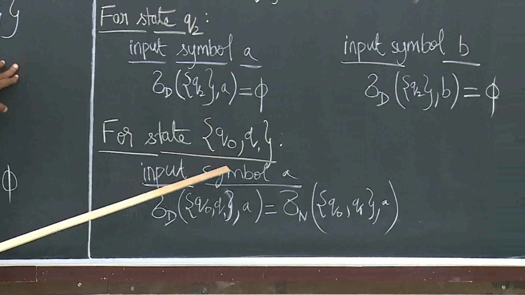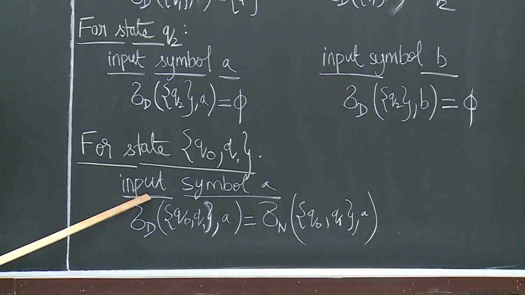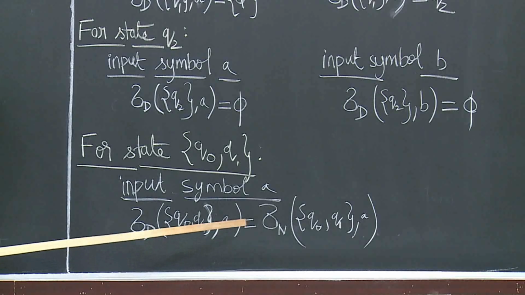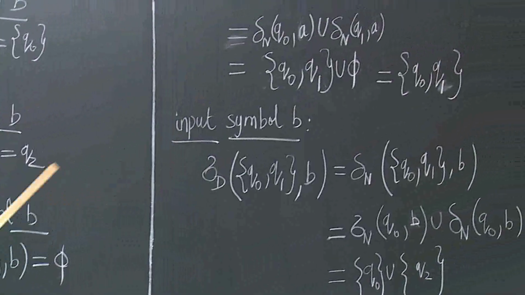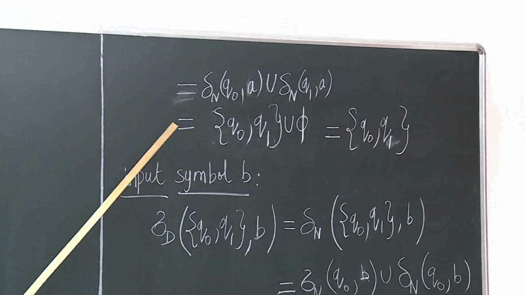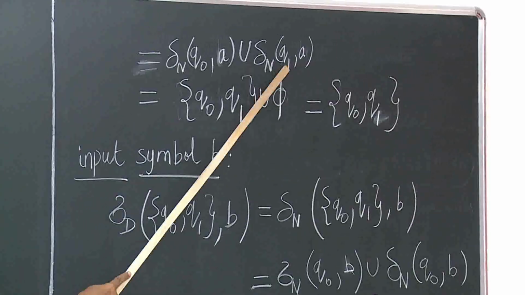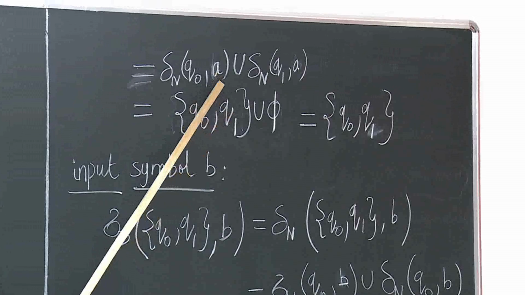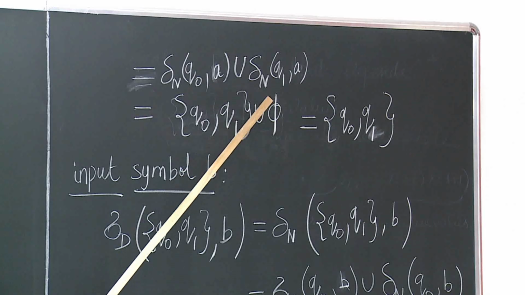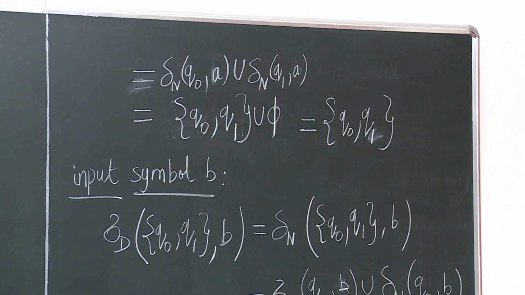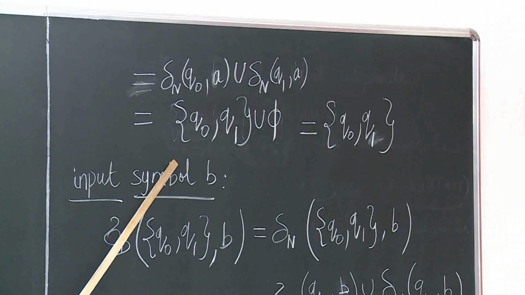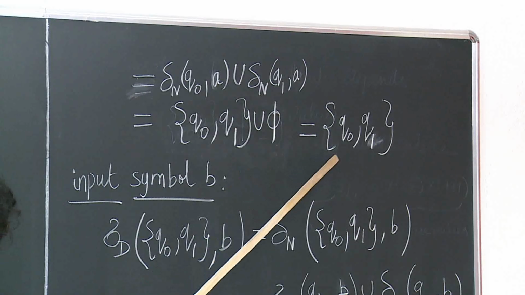Next, for the state {Q0, Q1}, by accepting the input symbol A, we can split this as the union of Q0 and Q1. Here it is {Q0, Q1}, comma A, so we can split this as δ(Q0, A) union δ(Q1, A). By accepting the input symbol A, Q0 moves to {Q0, Q1}. Next, by accepting the symbol A, Q1 doesn't move anywhere, it is phi. Therefore, by accepting the input symbol A, we are moving from the state {Q0, Q1} to {Q0, Q1} itself.